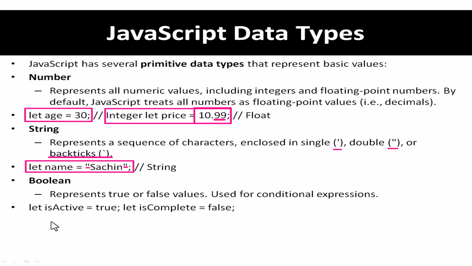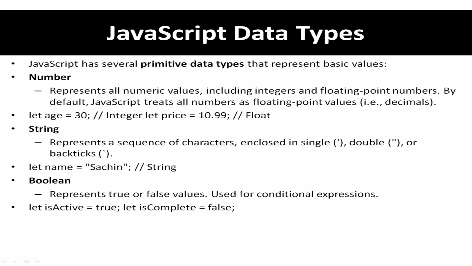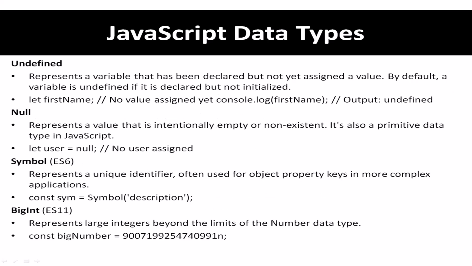Next one, boolean. It represents either true or false. We use it for whether a particular user is active or not, or whether a task has been completed or not. That is how we represent a boolean, and it will display only either true or false.